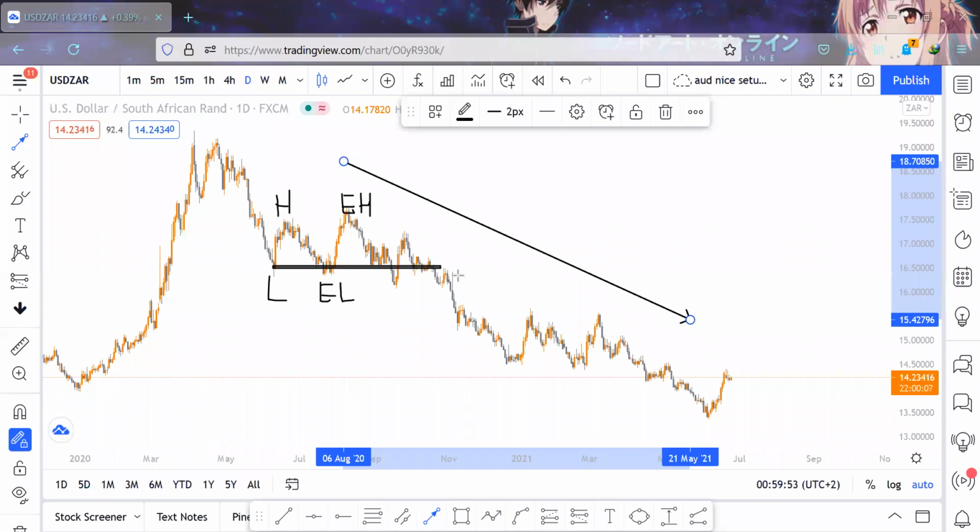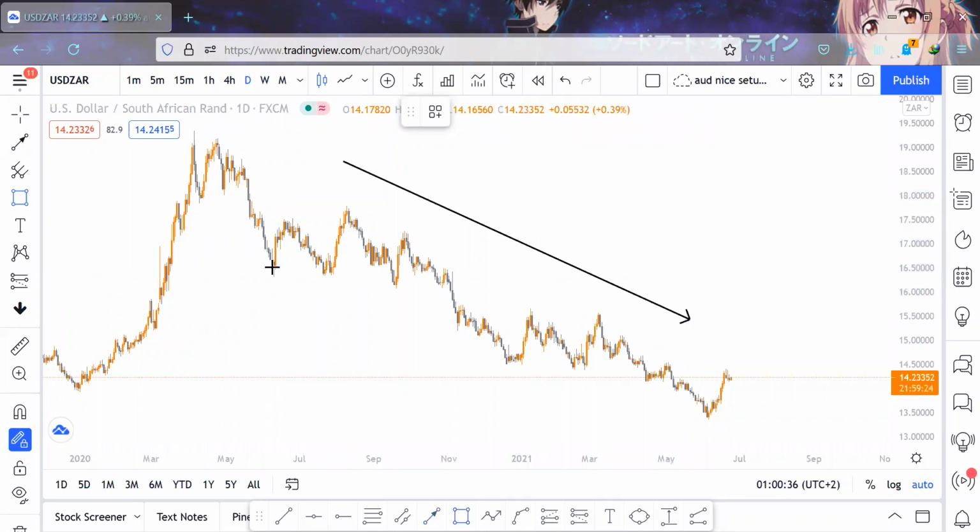The market then broke this low level here, giving us a push to the downside, right? Forming a new low here, a new lower low here, and a new lower high here, right? So we have identified that on the daily time frame, our directional bias is to the downside, right?